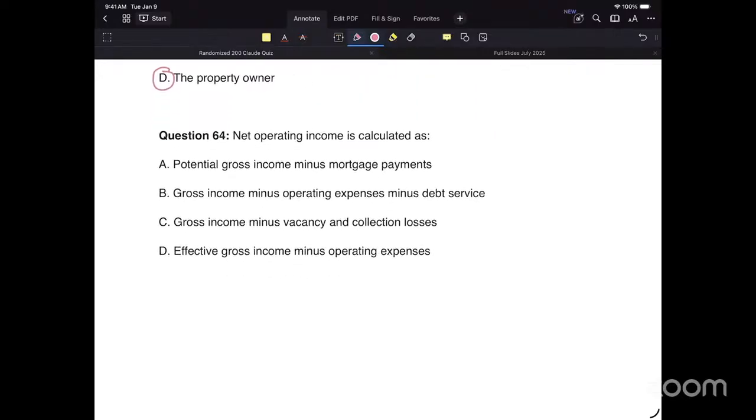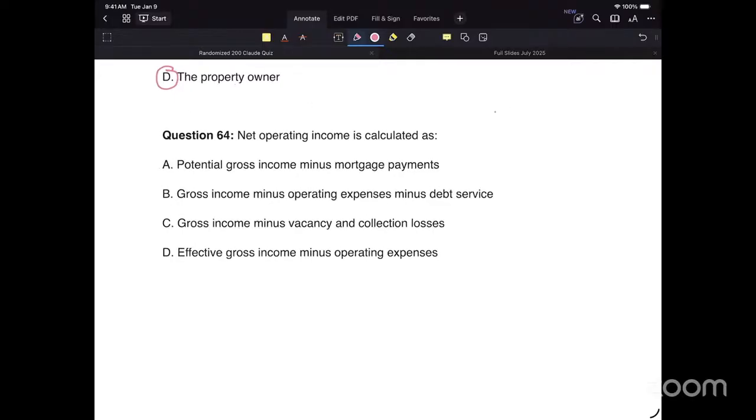Ooh, 64. 64 is a great example of what I say to everybody. Unless you're in California, you know you have math on this test. Over the years of pre-licensing, I've noticed there are fewer and fewer math questions, but they didn't just stop testing you on the concepts. This is basically a math question in disguise.